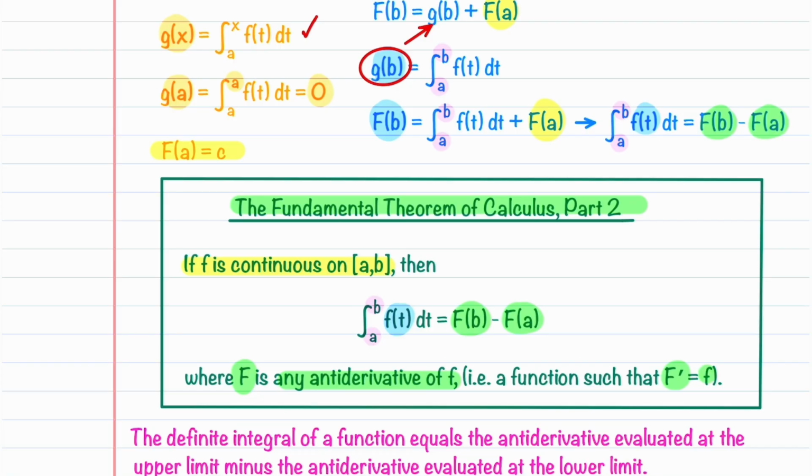I'm going to now say this in a way that makes it easier when you go to use this theorem. Our theorem tells us that the definite integral of a function equals the antiderivative of that function evaluated at the upper limit minus the antiderivative evaluated at the lower limit. And that's all there is to it.